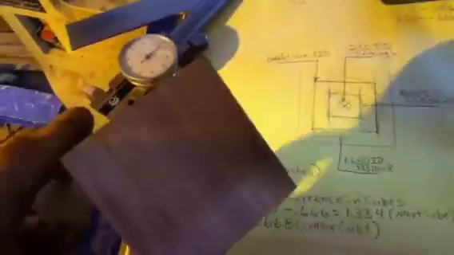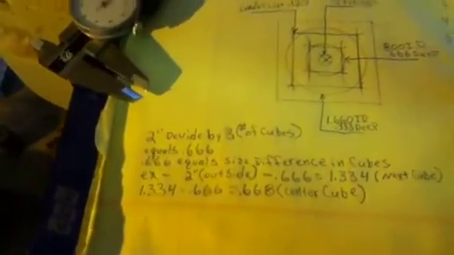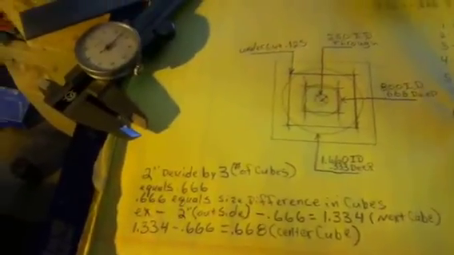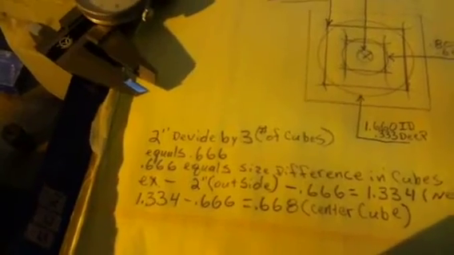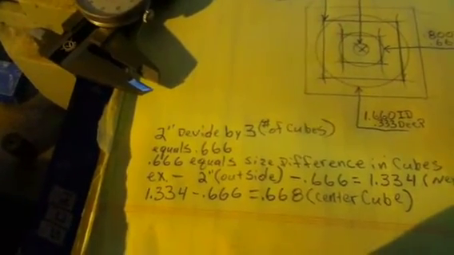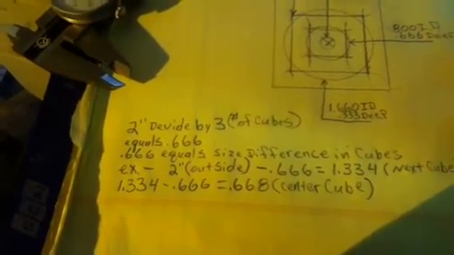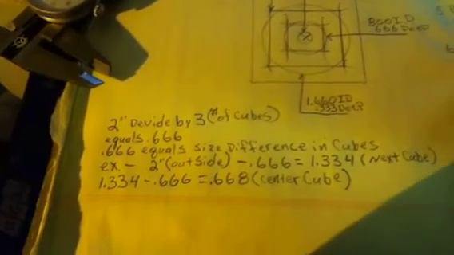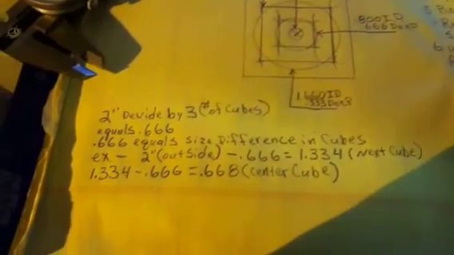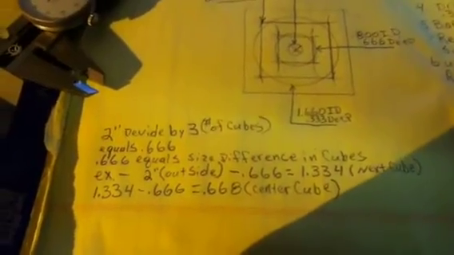First, you take the size of your cube. My cube is 2 inches. Divide it by 3, which is the number of cubes counting the outside, inside, and middle. So 2 inches divided by 3 equals 666 thousandths. It actually goes on and on. I probably should have rounded that off to 667. That's okay.